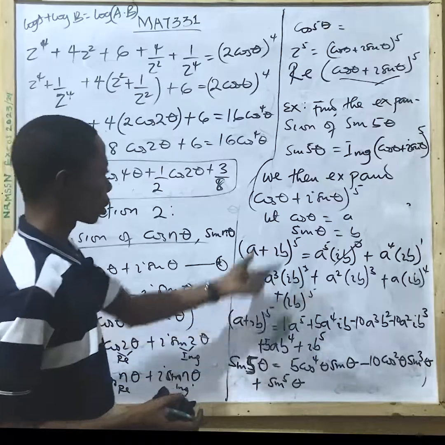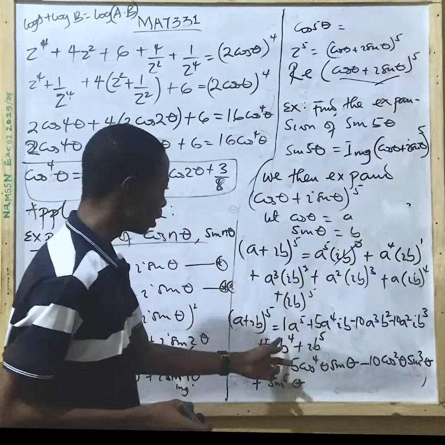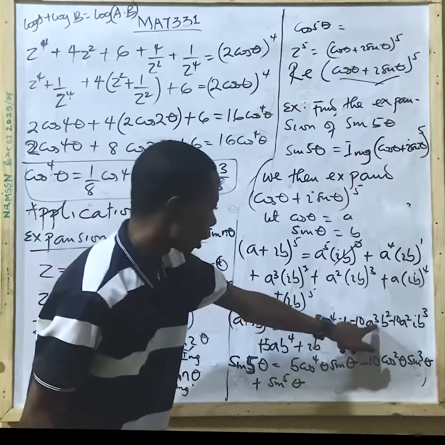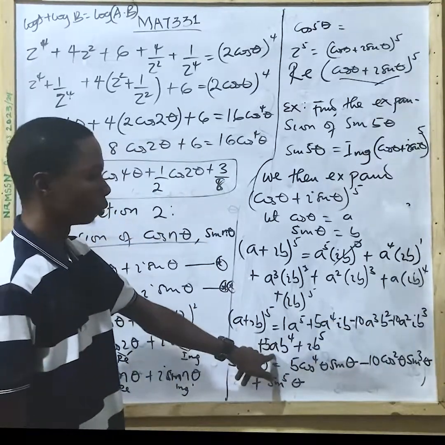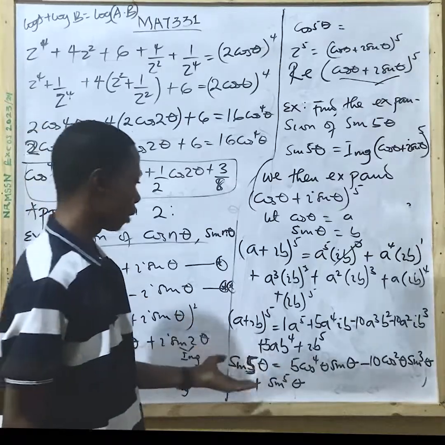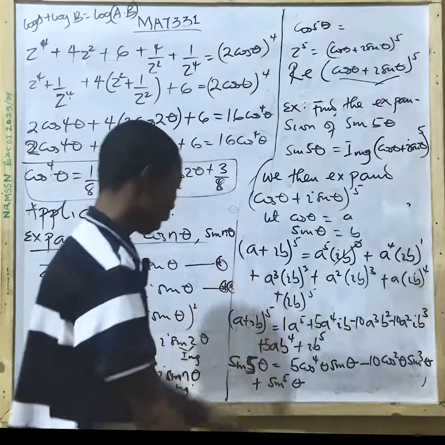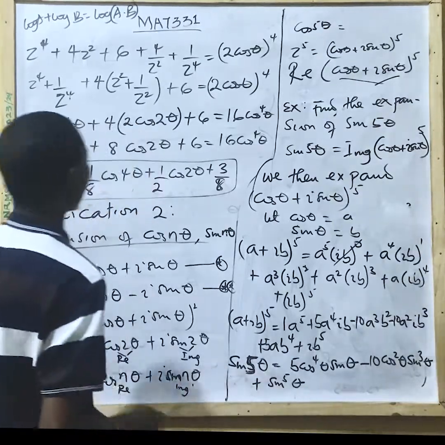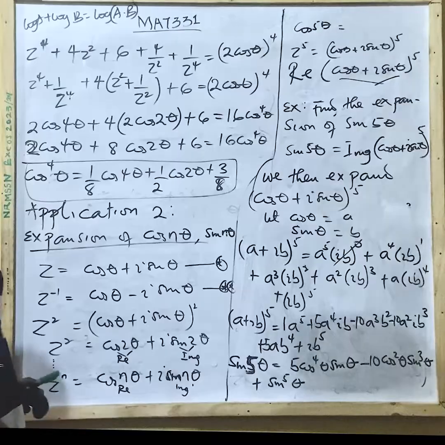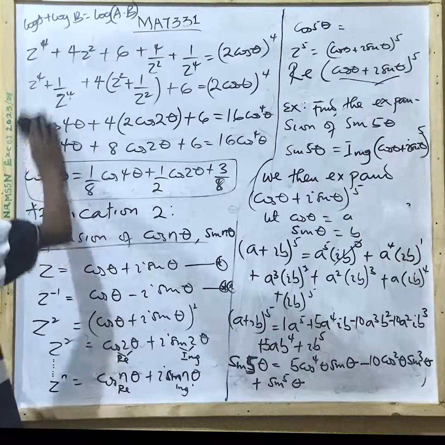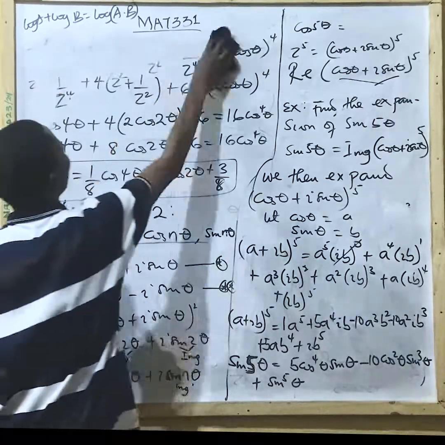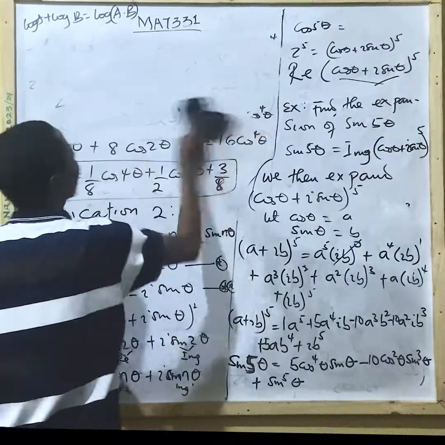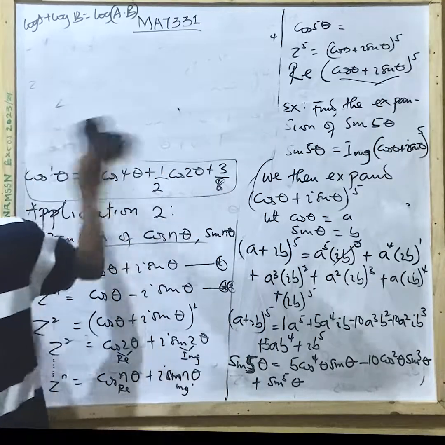What if I want to pick cos 5 theta? Cos 5 theta will now be the real part of it. The real parts are the ones without I, this one, the second one here, and this third one. So that is cos 5 theta. But here we are going for sine 5 theta. So that is how we expand cos n theta and sine n theta using the Moivre's theorem. So the last application of this Moivre's theorem is the nth root of unity. Nth root of unity. So that is the last application of the Moivre's theorem.